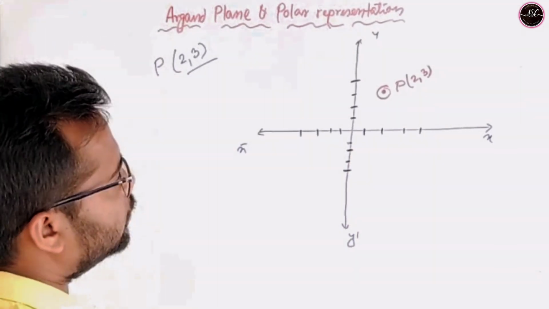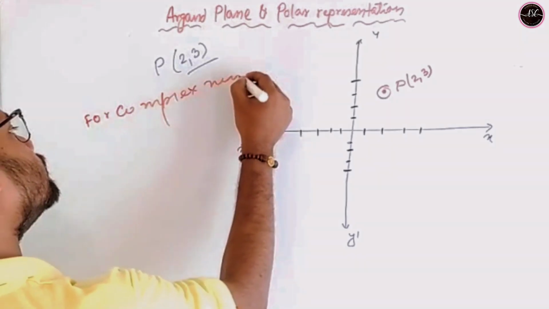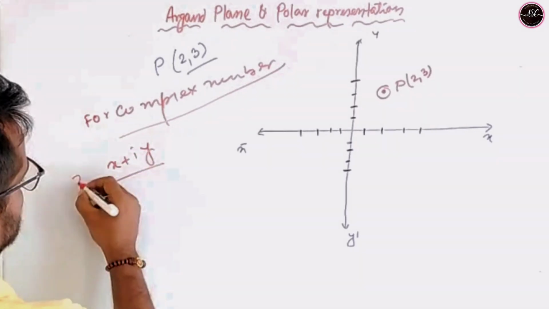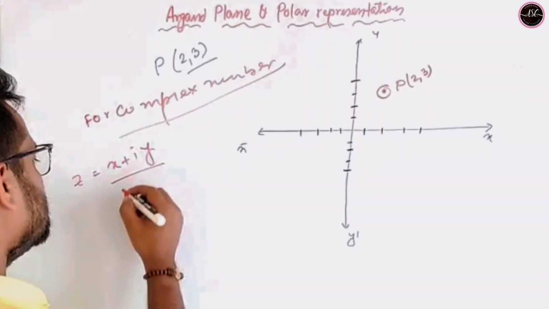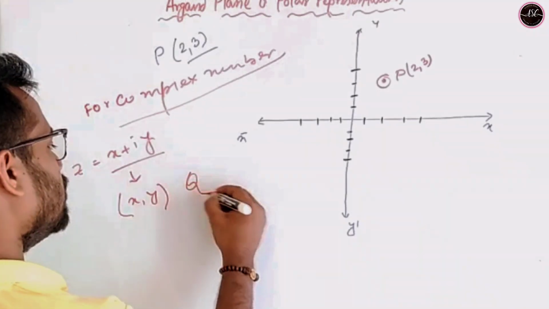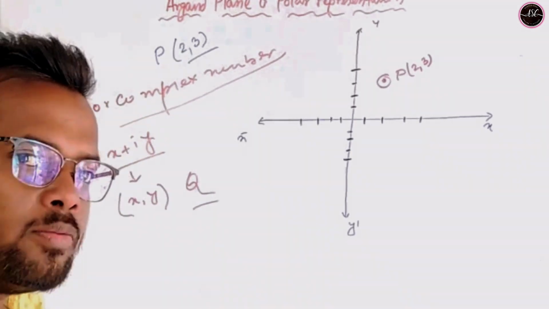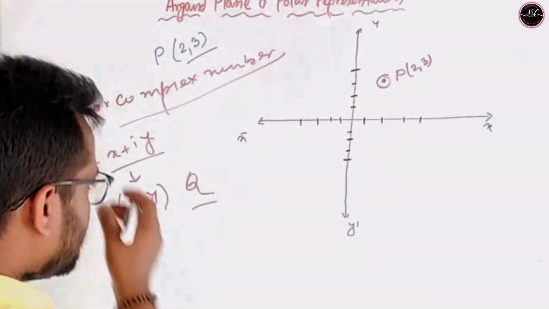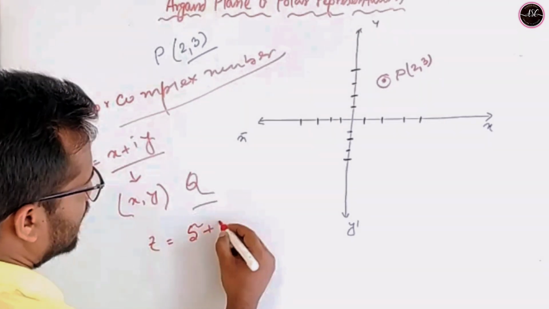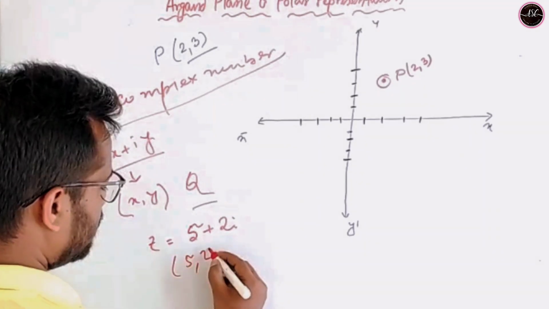Similarly, for a complex number, let a complex number z equal to x plus iy. So this also corresponds to an ordered pair x comma y. Okay. Let this be point Q. So point Q can be represented geometrically in this plane. Okay. Let z equal to 5 plus 2i. Then the ordered pair will be 5 comma 2.